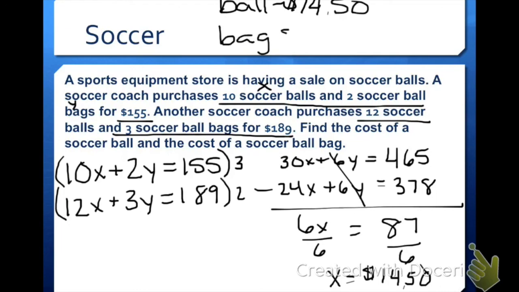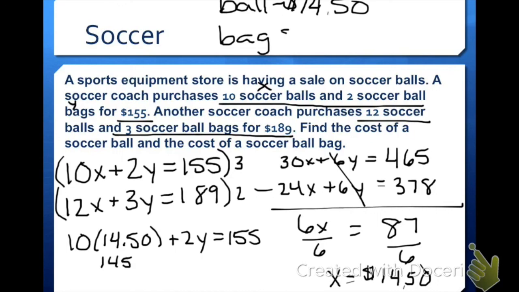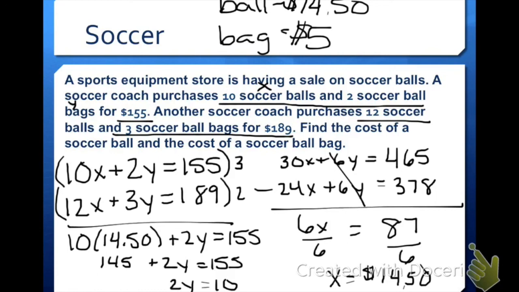If the ball costs $14.50, 10 times $14.50 plus 2y equals 155. You're going to get 145 plus 2y equals 155. 2y equals 10. So the bag must cost $5 each. And we could check that using the second coach to make sure it would make sense.